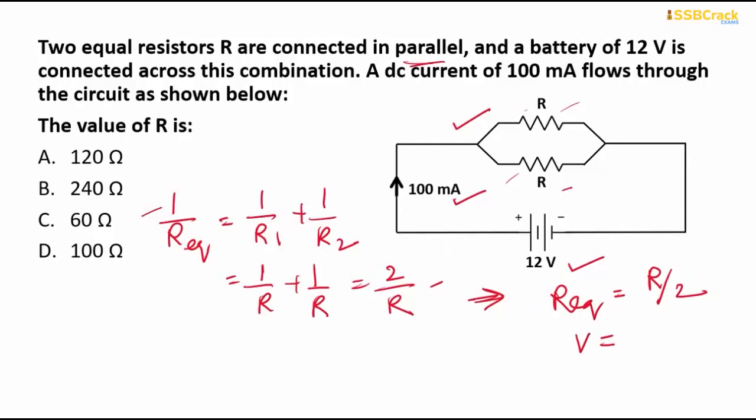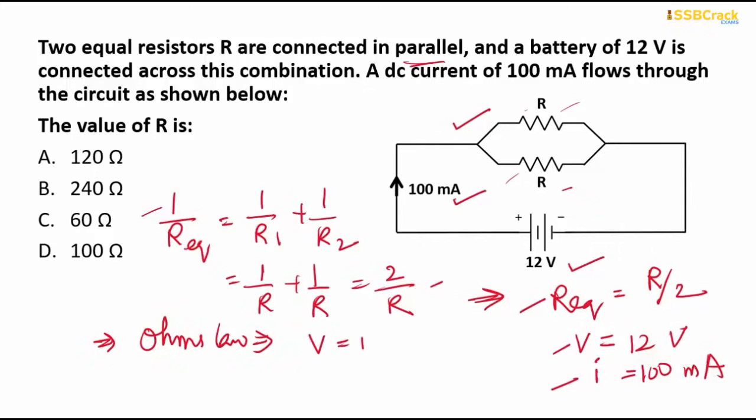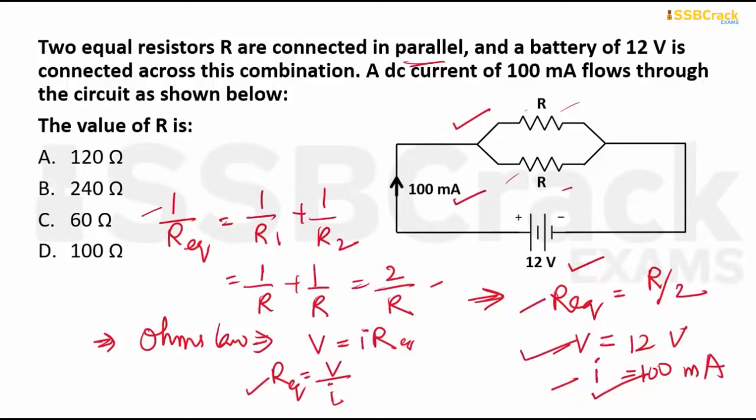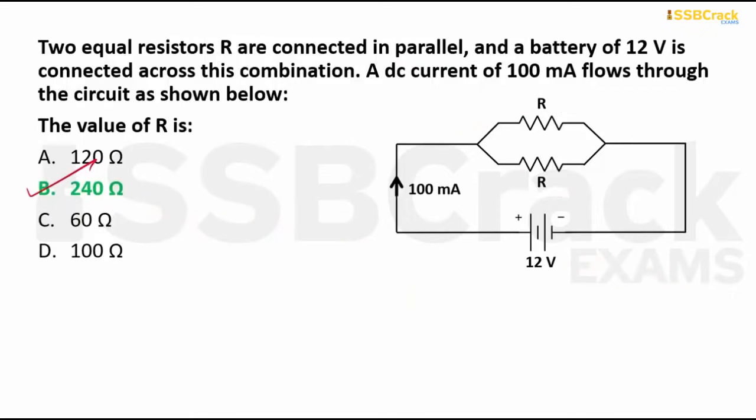What is the voltage given? Voltage given is equal to 12 volts. And what is the current given? Current given is equal to 100 milliamperes. So we have voltage, we have current, we have resistance. So we will also remember Ohm's law. What does Ohm's law say? V is equal to IR. So R equivalent is equal to V by I. We have the value of the current, the voltage, and the R equivalent. If you simply substitute all of them, you will get the answer as 240 ohms. So option B is the correct answer.